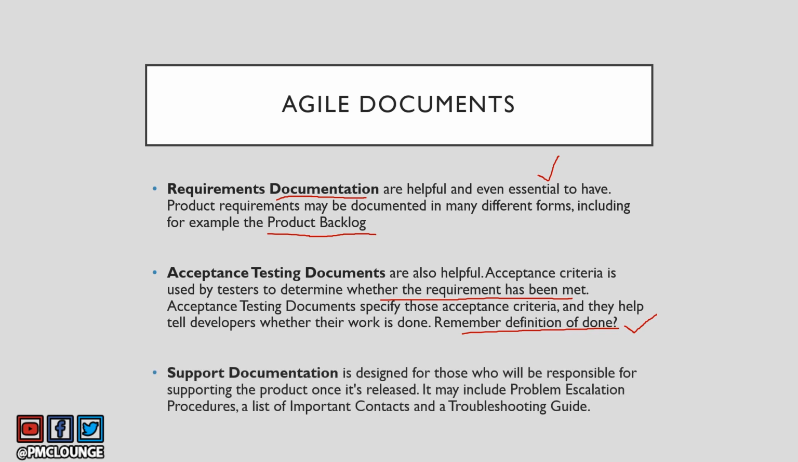Next is support documentation. So you may have a support team, and once you release your product, your support team should be aware of what you have released to the market, right? Because the customer, the first thing they do when they have a problem is call up support, right? So there has to be some kind of support documentation, and it is for those who are responsible to support your product once it is released, once it is live in the market. And some of the things that this document can include are, let's say, a problem escalation procedure, any escalation metrics that you have, any points of contact, right? Any troubleshooting guide. So all that is included as part of support documentation.